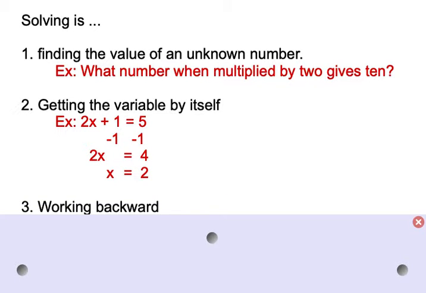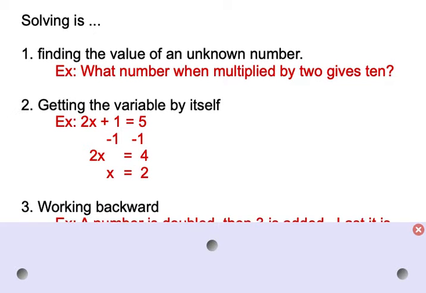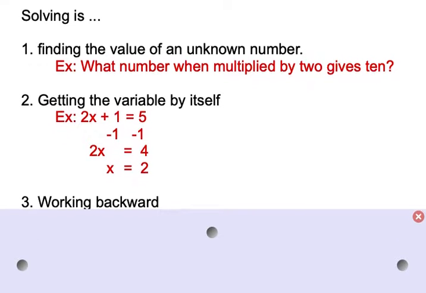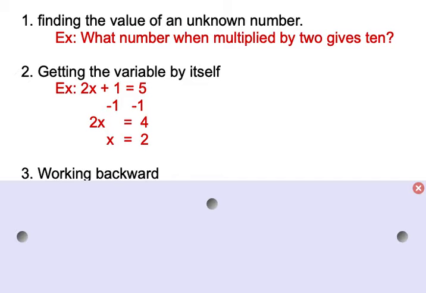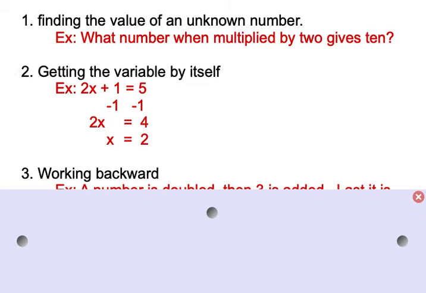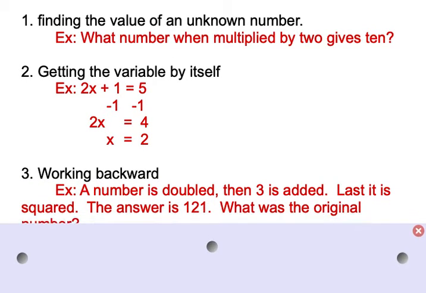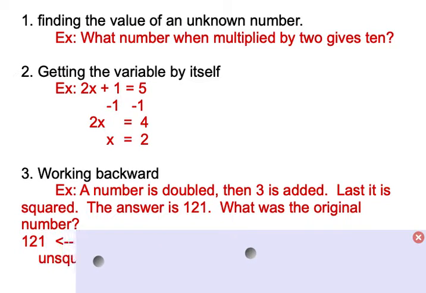Solving is also working backward. When you work backward, you are basically starting at the end and working your way back to the beginning. So for example, a number is doubled, then 3 is added. Last it is squared. The answer is 121. What was the original number? Since the last thing it did was square, we're going to unsquare first and get 11. So 121, the unsquared is 11 because 11 squared is 121.